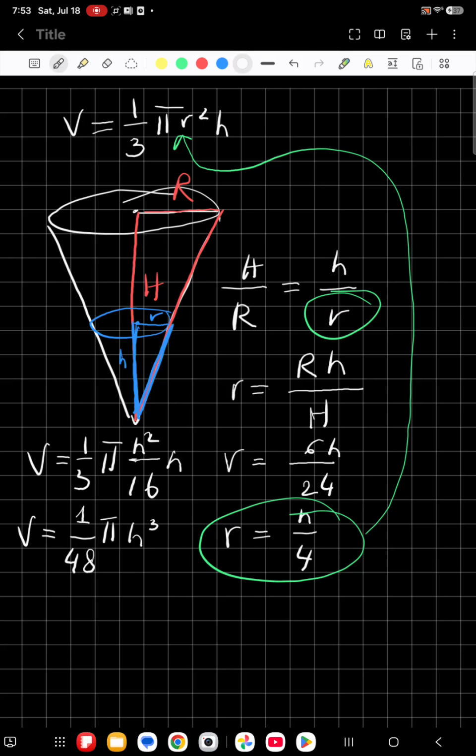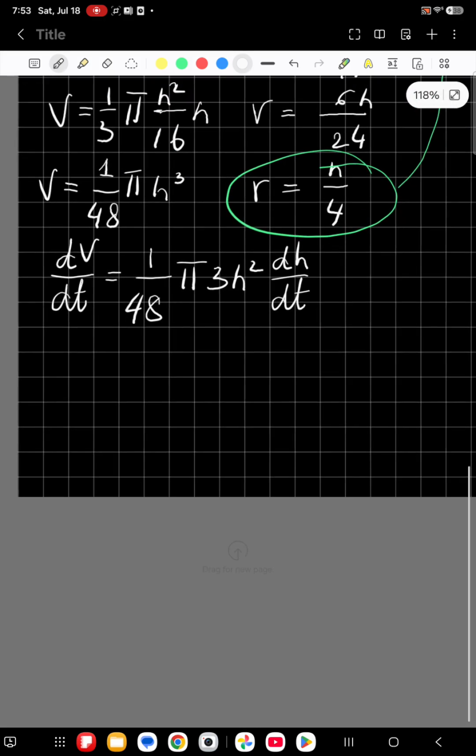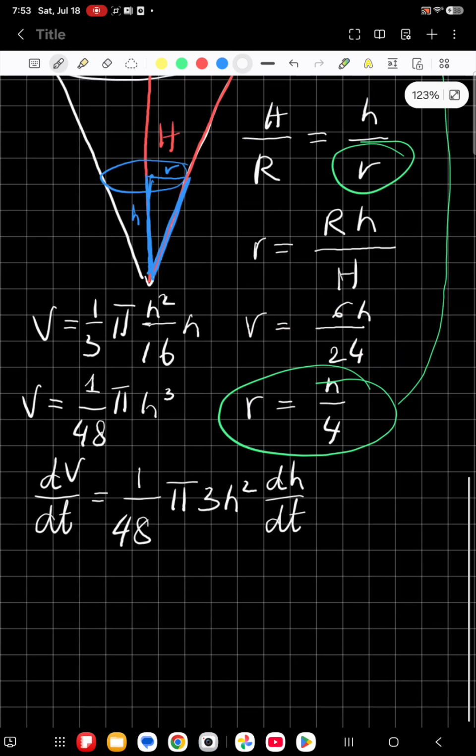Okay, so taking derivative of both sides, again implicit differentiation, so dV dt. The left side is simple. Here I have that 1 over 48, that doesn't go anywhere, pi doesn't go anywhere. Now, taking derivative of that h to the third, that's going to be 3h squared, and then the dh dt. Okay, so we have that, and the last step is just plugging in the numbers.